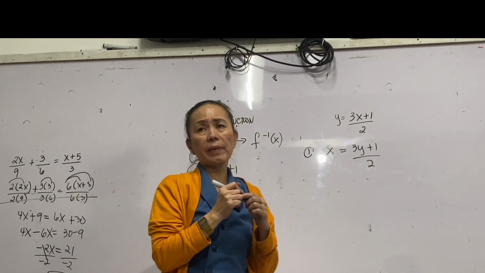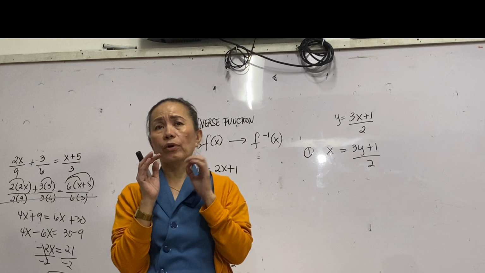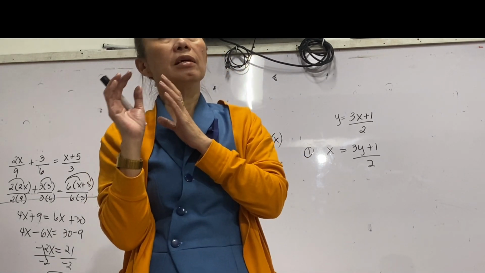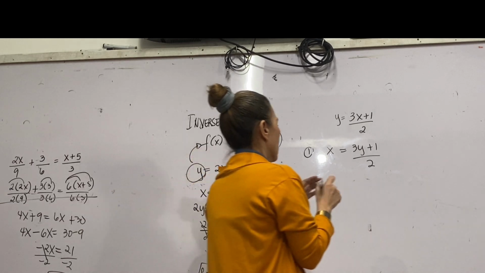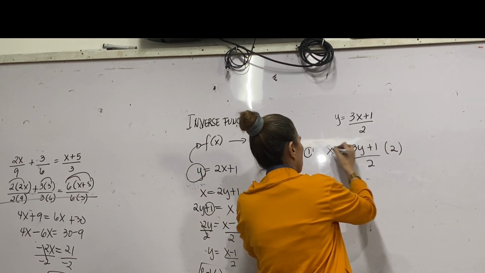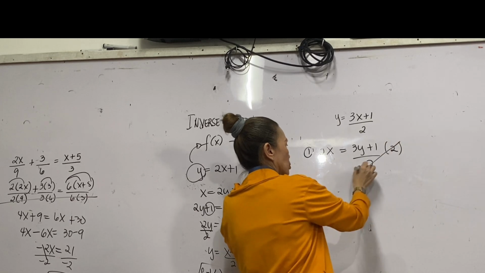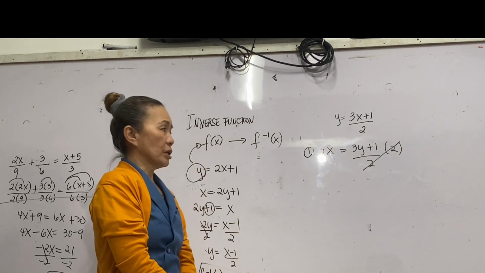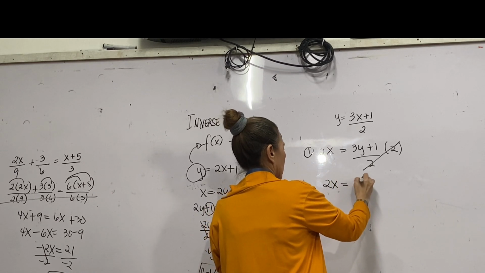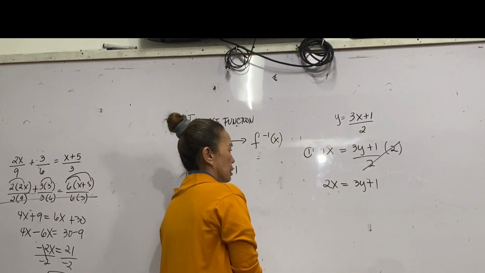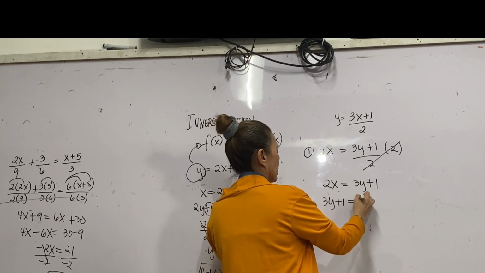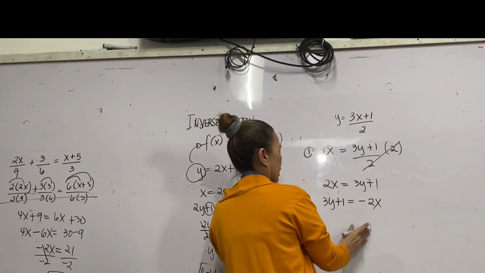So, ibig sabihin, our target is to solve for y. Kailangan y lang daw ang matira sa left side. So, what we're going to do is both sides multiply by 2 para matanggal ito dito sa ilalim. So, now we have 2x is equal to 3y plus 1. And then interchange: 3y plus 1 is equal to 2x.